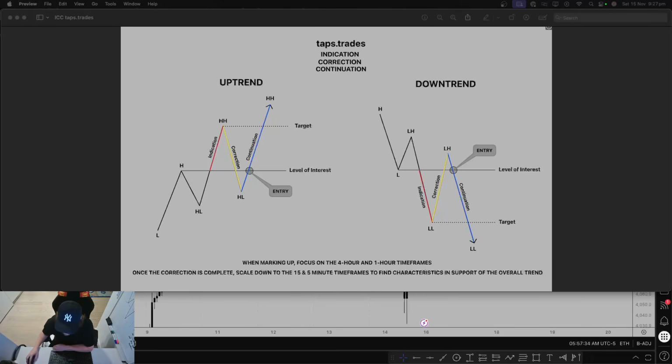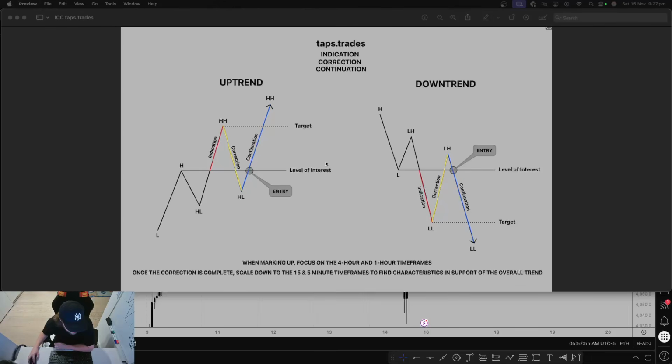So ICC is a trend-based strategy. ICC stands for Indication, Correction, and Continuation. And what you're wanting to look for in particular is either an uptrend in the market or a downtrend in the market. Now, what is an uptrend?